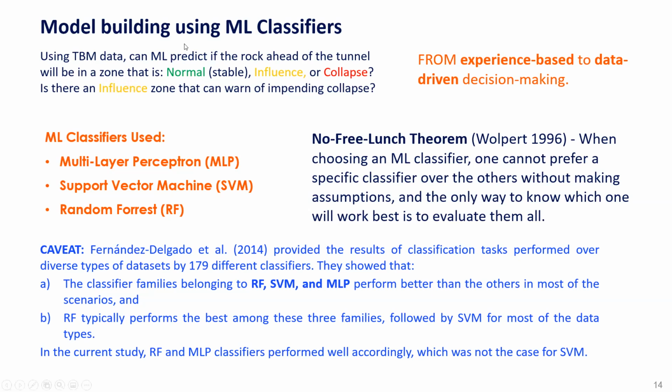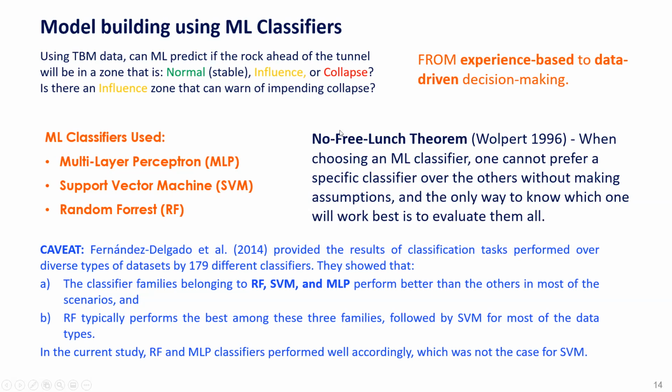Usually, these types of decisions and adjustments to the tunnel TBM operation are typically made by the TBM operator. What we want to do is to move from an experience base to a data-driven decision making to help the TBM operator. We chose these 3 classes of classifiers: MLP, SVM, and RF. Why did you choose them?